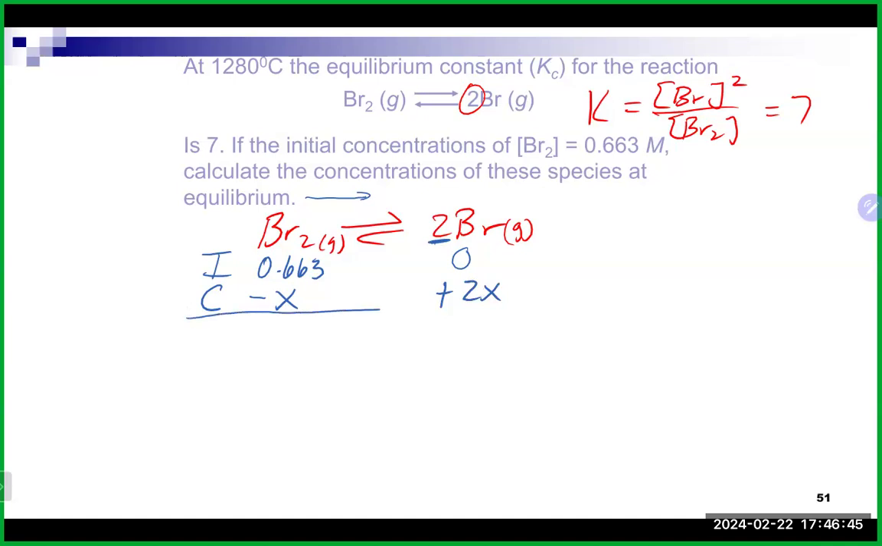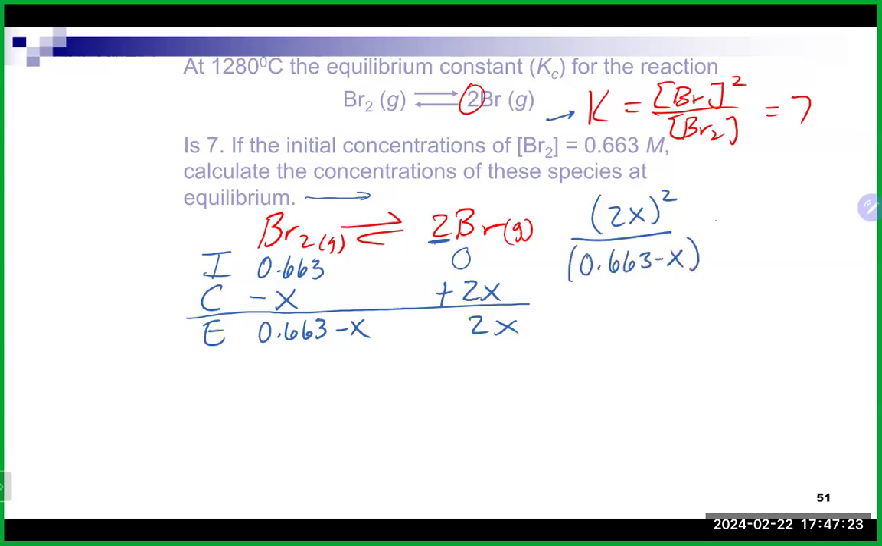All right, so at equilibrium here, we're just going to drop this down, 0.663 minus X and 2X. Any questions on the ice table here? Okay. So the goal here really is to figure out what the change, or the X part of it, is. So we're now going to take our equilibrium line and put it into our equilibrium expression. If we do that, we would have 2X, and still need to square it, divided by 0.663 minus X, would equal 7.